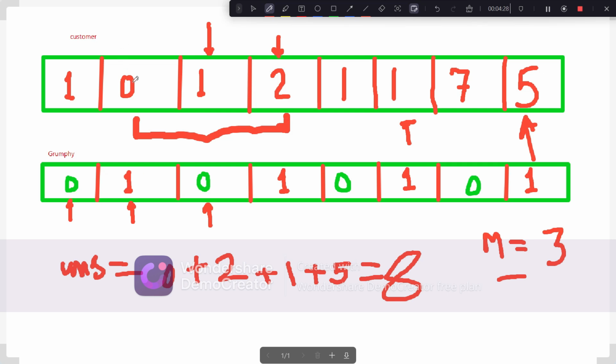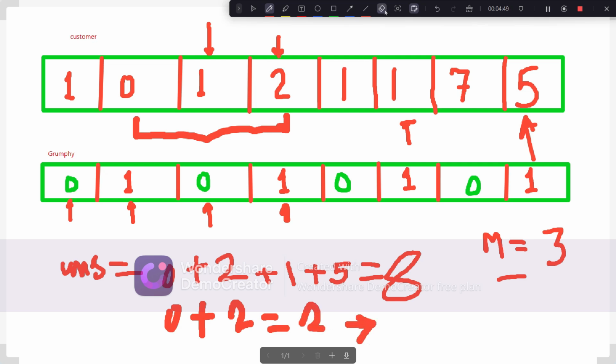So see here, this is 1. Okay, this is 0. So from here, how many unsatisfied? The first one is 0 only. Then where is 1? We have one more 1. Okay, so up to it is 2. So 0 plus 2. So total unsatisfied are 2 only. So we will store that. So far it is 2.